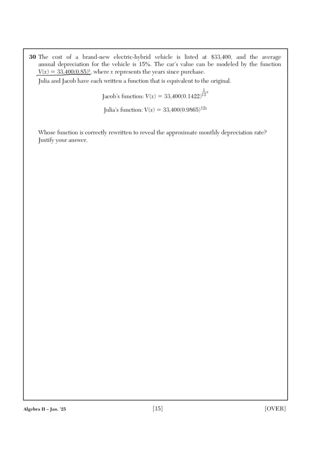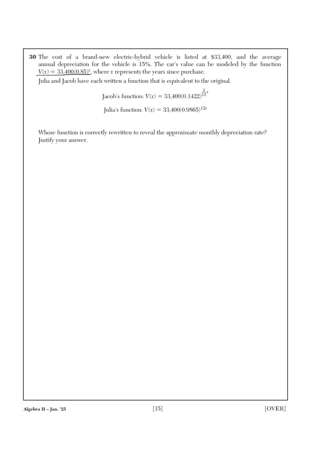And so then they give you Jacob and Julia. And Jacob and Julia each wrote a function that is equivalent to this original function. Okay, so they're just telling you, please just take our word for it. This is equivalent to this, and this is equivalent to this. Okay.